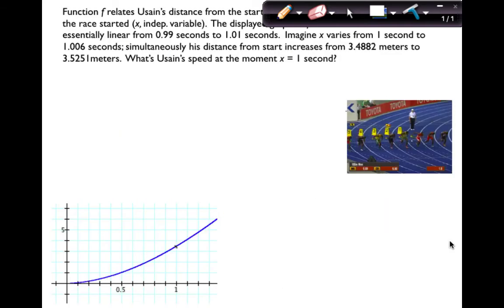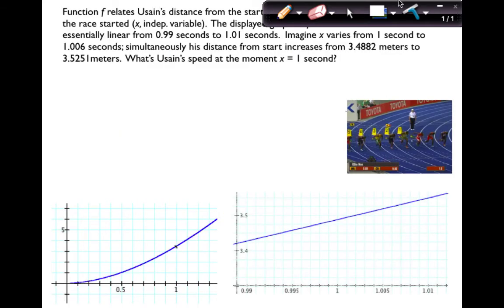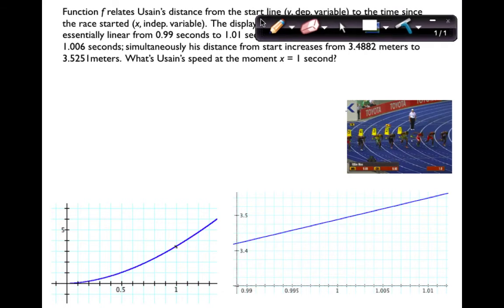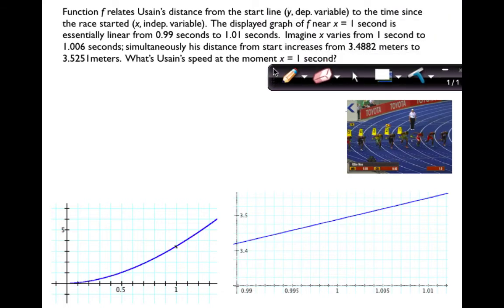All right, so let me move this to someplace else. So, function f, this is what we saw in the graph, represents Usain's distance from the starting line. y is the dependent variable, and x, or t, I guess I'm using x now, is the number of seconds. y is distance from the start in meters, and f is the name of the function that relates the two.